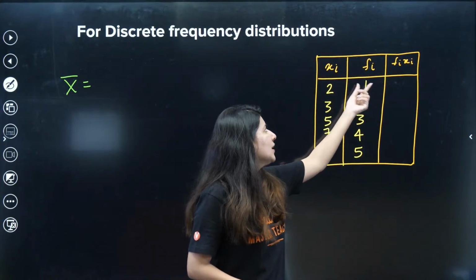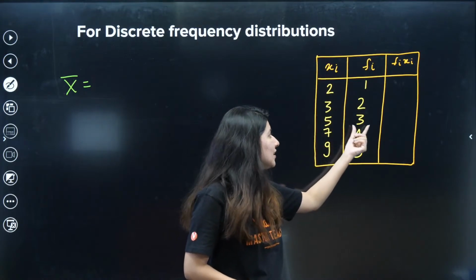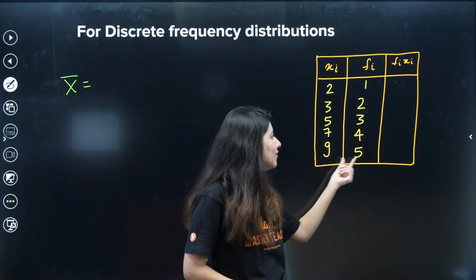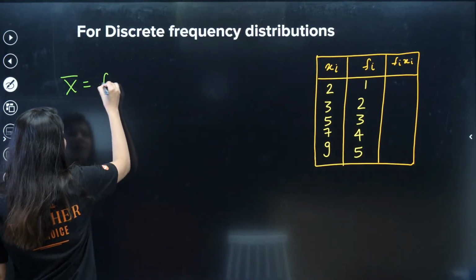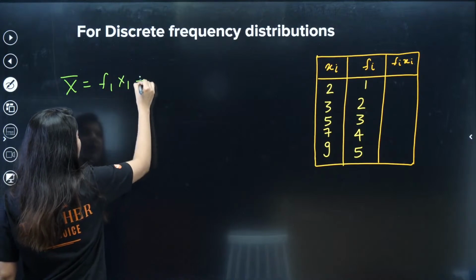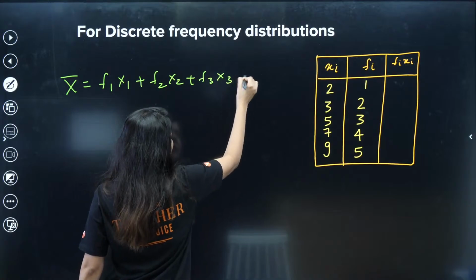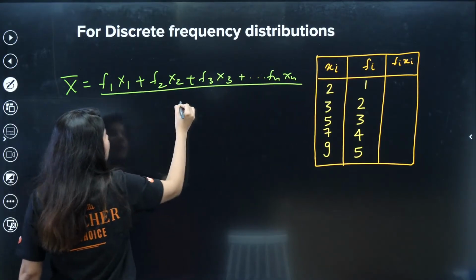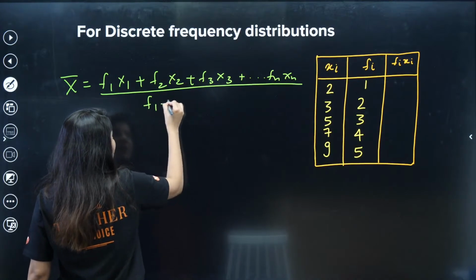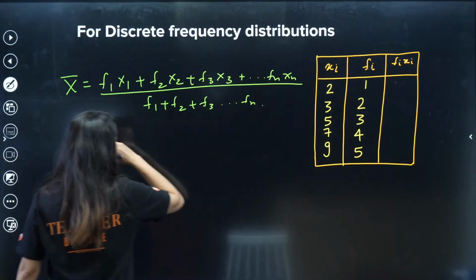So one student is getting 2 marks out of 10, 2 students are getting 3 marks out of 10, 3 students are getting 5 marks, and 5 students are getting 9 marks, right? So basically for mean we have a formula which is f1x1 plus f2x2 plus f3x3 and all the way up to fnxn, whole upon what?